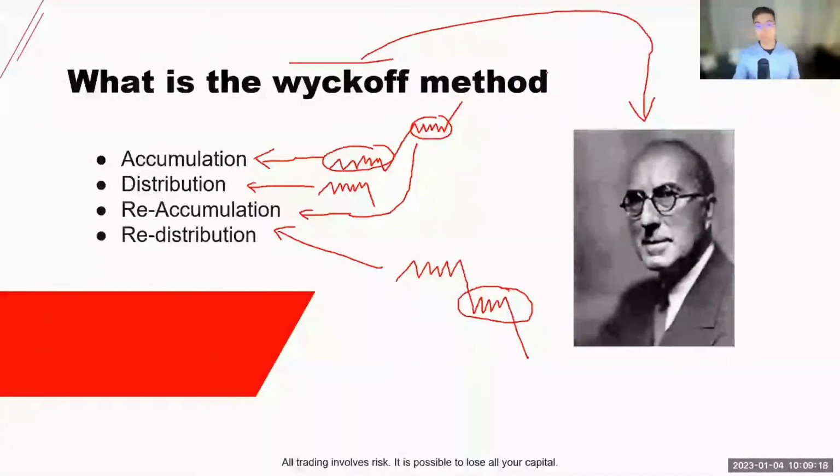Richard Wyckoff was a very good trader. He started off with $100 in the 1900s. Back then, $100 and even $1,000 was a lot of money. You'd be like a millionaire if you had that kind of money back then. Richard Wyckoff actually founded a stock trading school and wrote a few books about trading, the Wyckoff method.